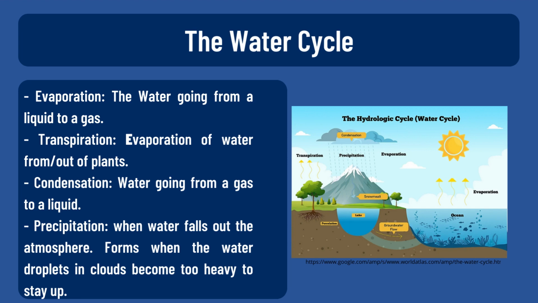The four main steps of the water cycle are evaporation, transpiration, condensation, and precipitation.